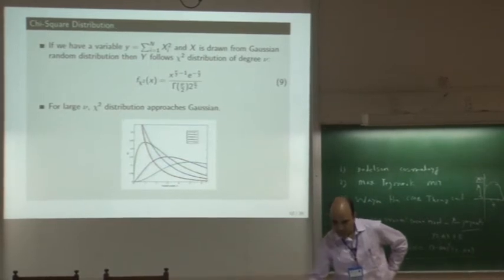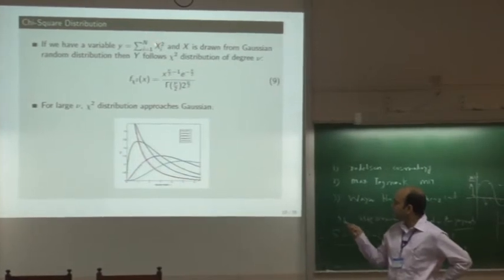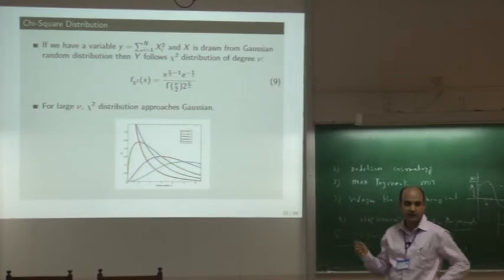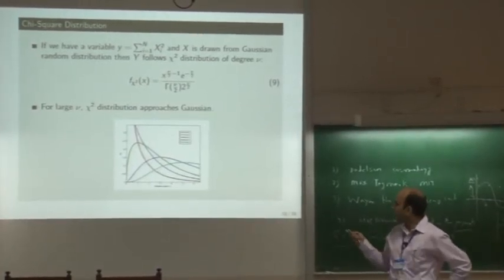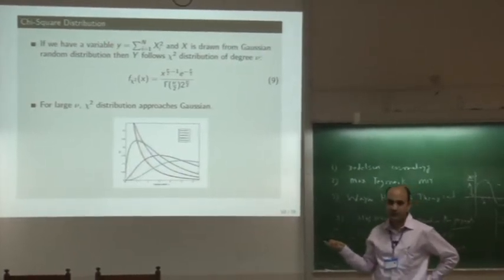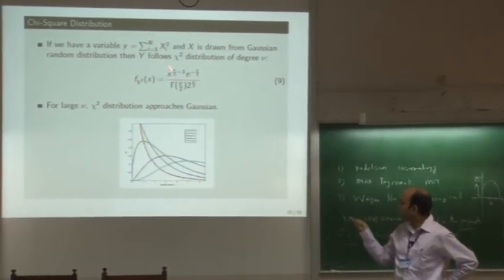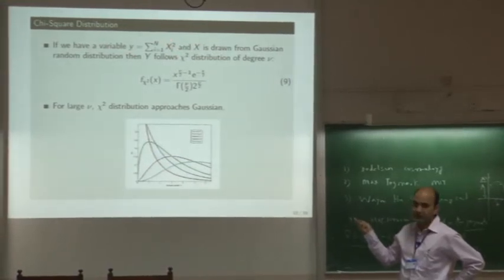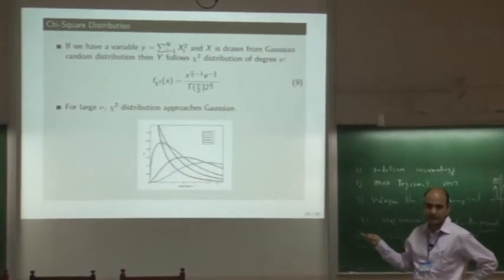So there is one interesting property of Gaussian random numbers. If x is a Gaussian random variable, you have a large number of Gaussian random variables. You square and sum them, and obviously you will get another random number y. If these xi individually follow a Gaussian distribution, then y will follow a chi-square distribution.